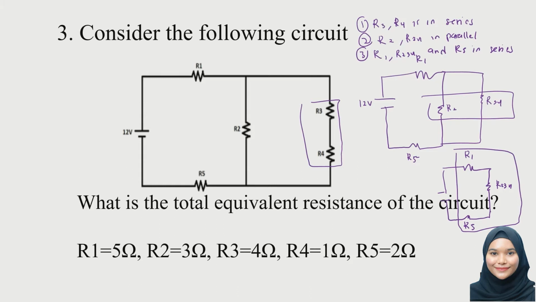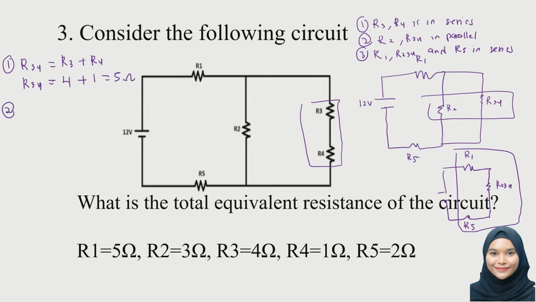Okay, let's do it one by one. The first one is R3 and R4 in series. Therefore, R34 equals R3 plus R4. We know the resistance of resistor 3 is 4 ohm and the resistance of resistor 4 is 1 ohm. Therefore, we will get 5 ohm. Okay, we are done with the first step.